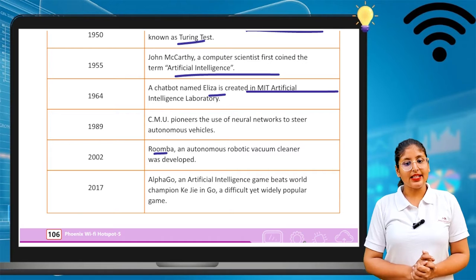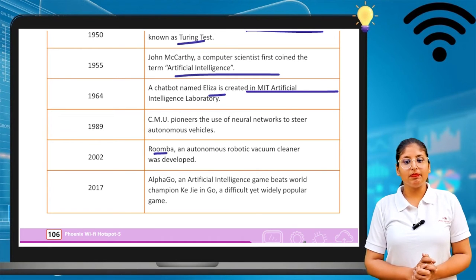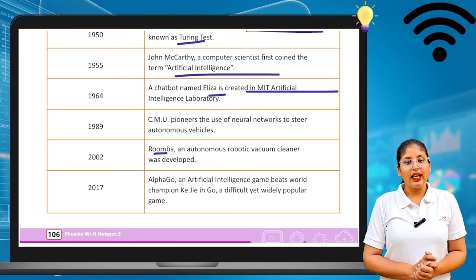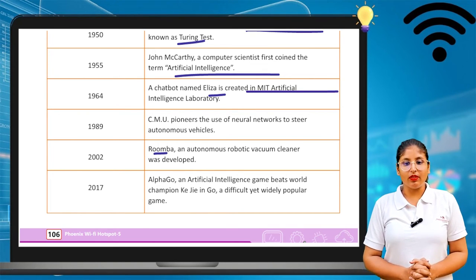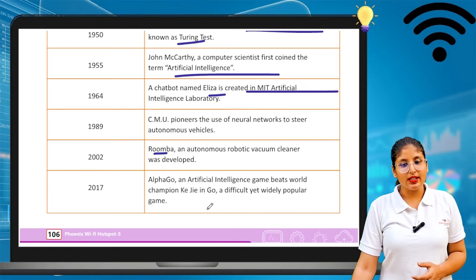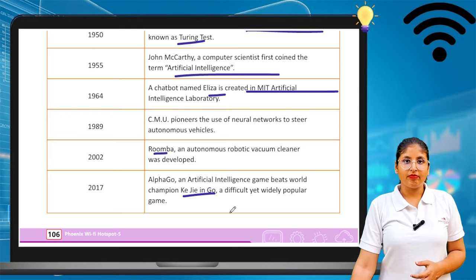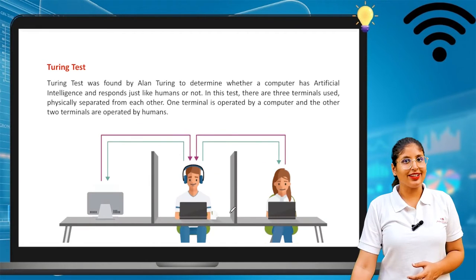Next, in 2017, AlphaGo, an artificial intelligence game, beats world champion at Go, a difficult yet widely popular game. So this is the game name. Okay, so these are the inventions in the field of artificial intelligence.